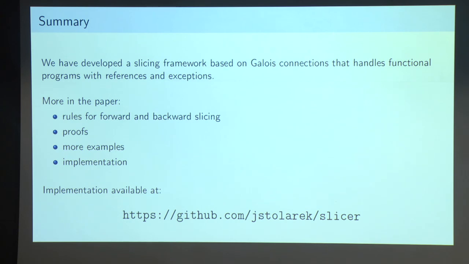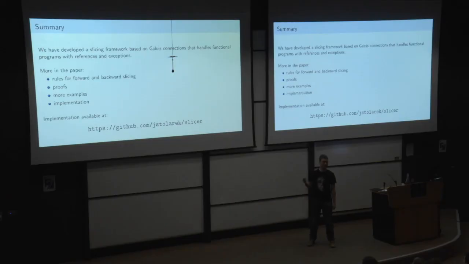And so we have developed a slicing framework that is based on Galois connection that handles functional programs with references and exceptions. The presentation was very high level. The paper will give you full details. Most importantly, it will give you precise rules for forward and backward slicing. There are proofs of correctness, that is, proofs that our definitions of forward and backward slicing indeed form a Galois connection. There are some more examples, more complicated ones than the ones I have shown you here. And there's also an implementation of backward slicing. That implementation is available on my GitHub account. Thank you.